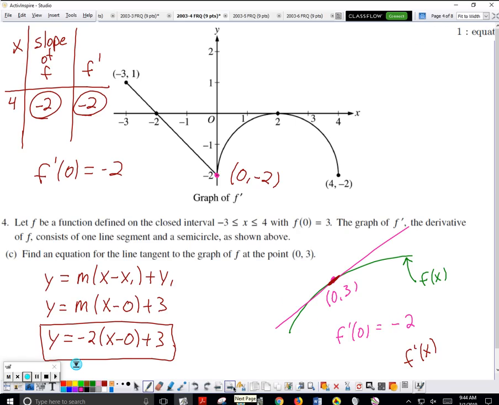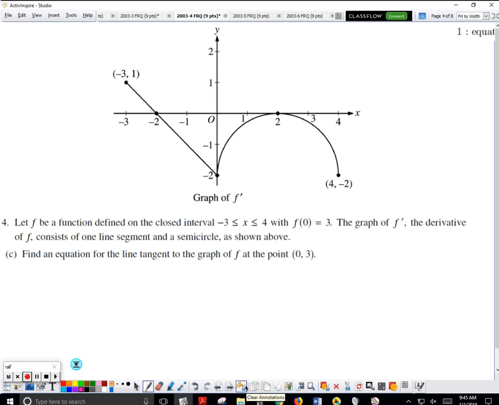Find an equation for the line tangent to the graph of f at point 0, 3. This is f prime. You need a line tangent equation to f. So f has some other appearance. Maybe this is f. Let's see, there's a line tangent.